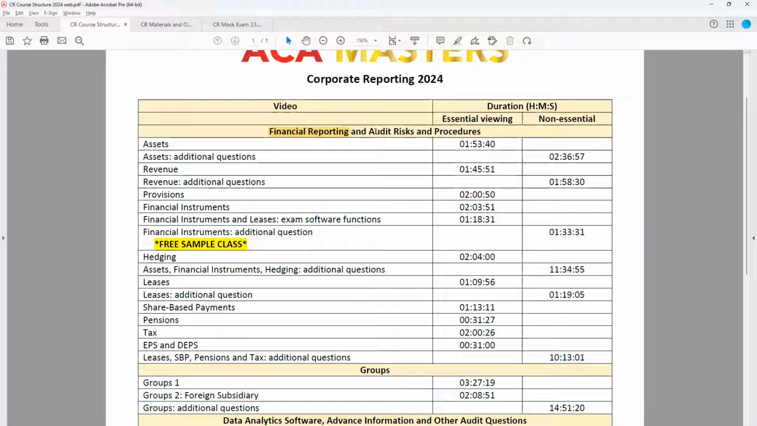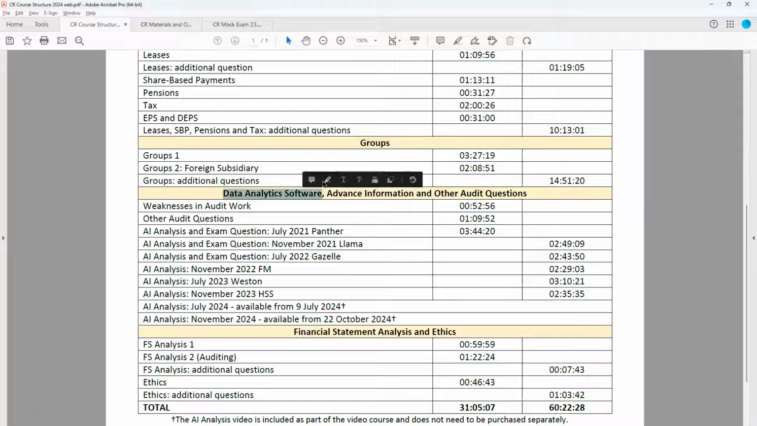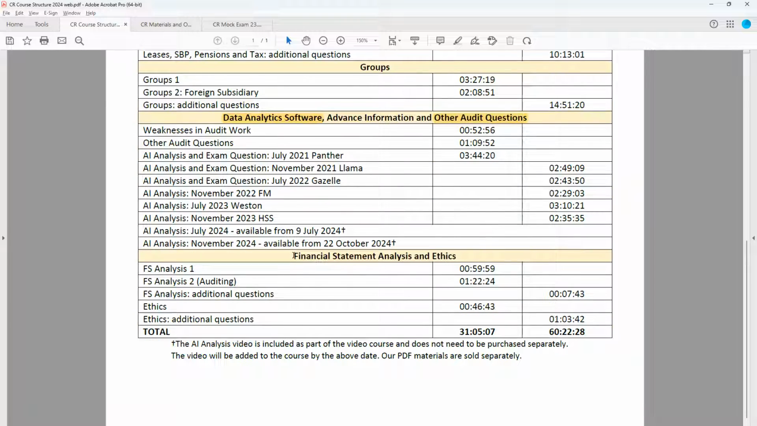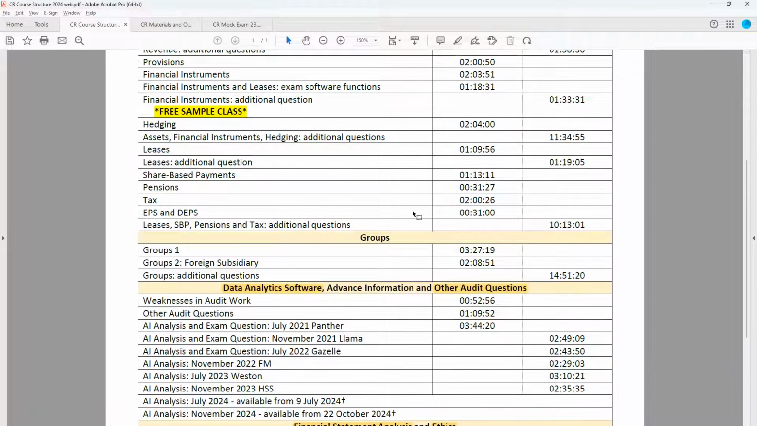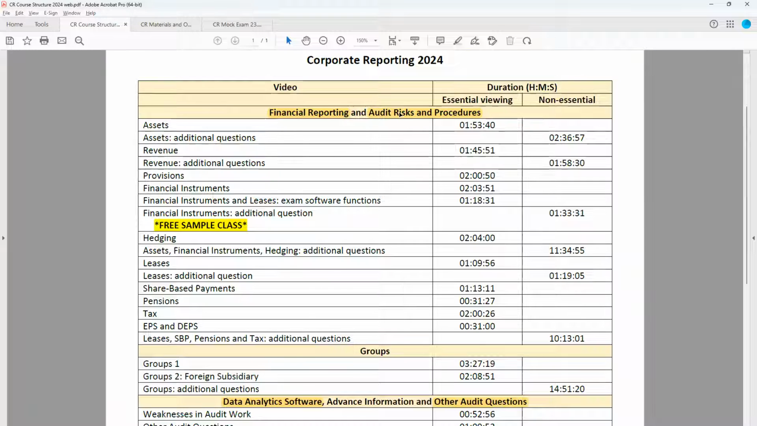So FR questions and audit risks and procedures questions are the most common type of question. But of course, there is also data analytics software, i.e. inflow questions, as well as other types of audit question as well. And then there's also financial statement analysis and ethics. So these are the types of questions in the CR exam. So you could structure your preparation like this and then subdivide it or break it down further by topic.